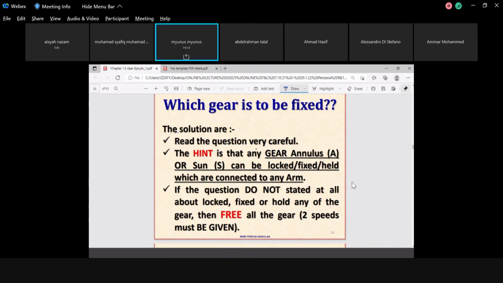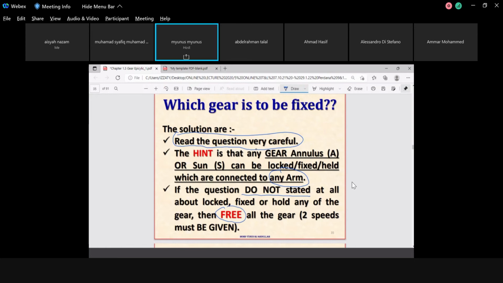First, of course, you need to read the question. Theoretically, we fix the gear that is connected to the arm. But in solving the problem, you have to read the question very carefully, because it will specifically mention which gear to be locked. For example, lock gear A to define the gear ratio. Or sometimes it says gear annulus A or sun can be locked, fixed, held, which are connected to any arm. Why any arm? If you have one train, you have one arm. If you have many trains, you have many arms. And if the question does not mention any gear to be locked, fixed or held, then you have to free all the gears.